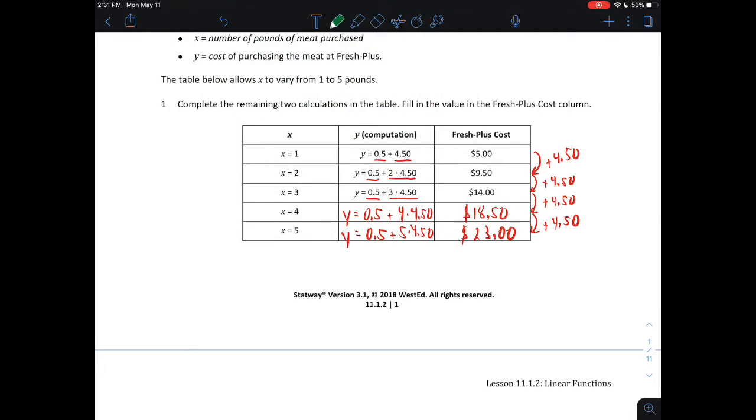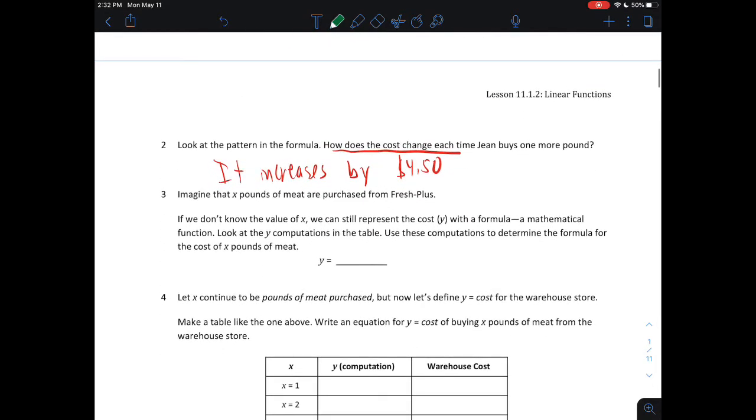The way to imagine how to do this, just take a look at what you've already done. Like when you did X is equal to 4, where did the 4 go? It was being multiplied by the 4.50. When you did X equal to 5, where did the 5 go? It was also being multiplied by the $4.50. So whatever X is, it's going to be multiplied by $4.50. So X times $4.50. And what did you do after you did the multiplication? By the order of operations, you then had to add the 50 cents.